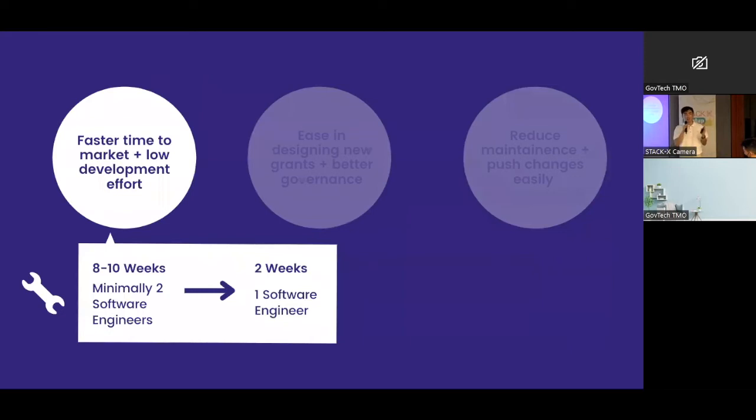Overall, GAM has allowed us to digitalize grants quicker for the benefit of grant seekers, allowing for faster time to market and lower development effort. We estimate that we are able to publish a grant on GAM within the time span of 2 weeks or one sprint with a single developer, as compared to 8 to 10 weeks with minimally two developers.